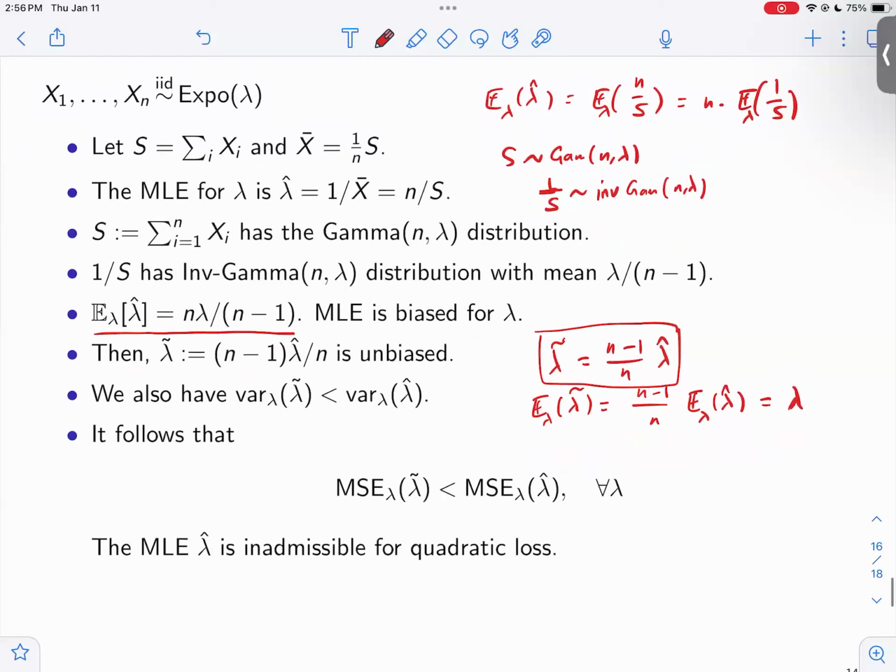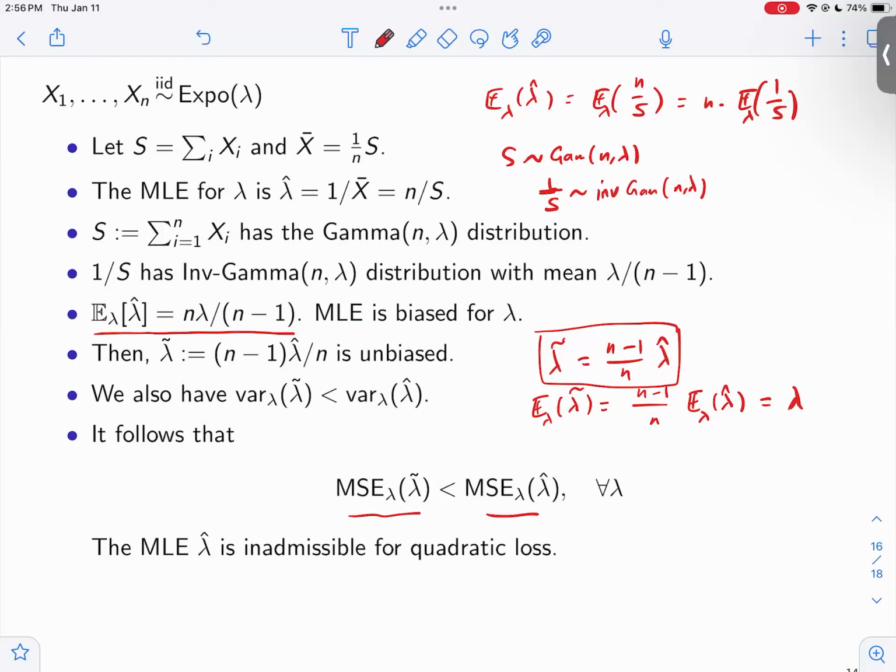So the variance of lambda tilde is strictly smaller, assuming that the variance of lambda hat is not zero, which it is not. So the variance is smaller, and the bias is better. That one has a non-zero bias, this has zero bias. So the overall MSE would be better. The MSE of this estimator is strictly better than the MSE of lambda hat.